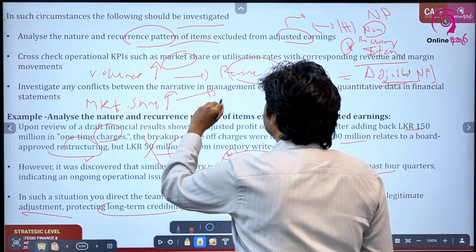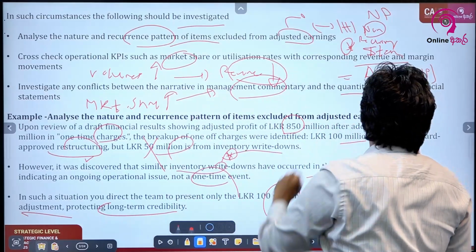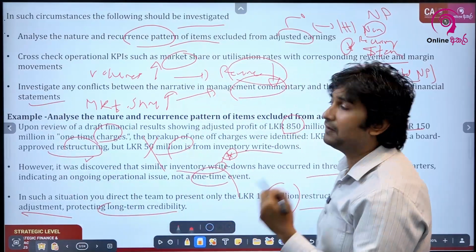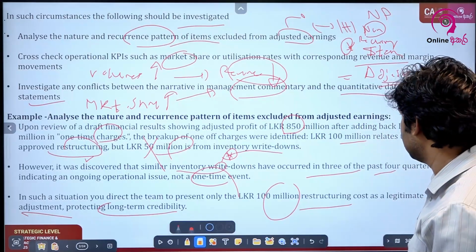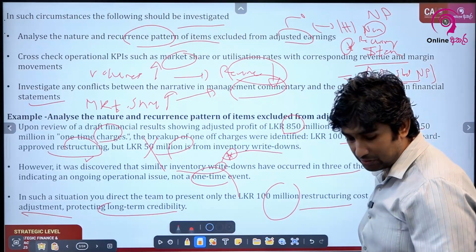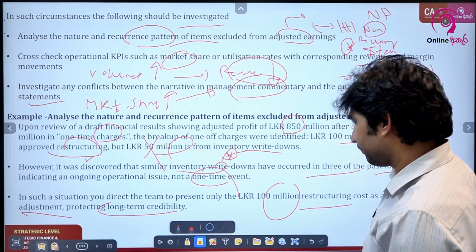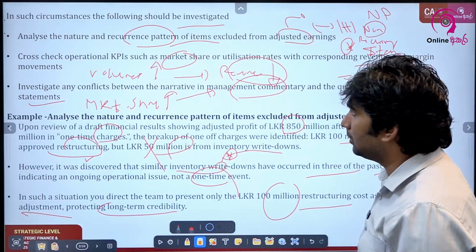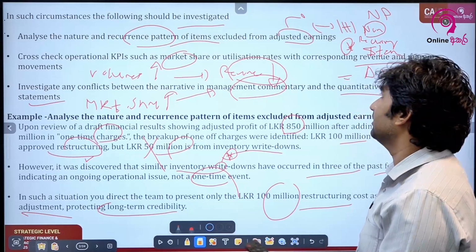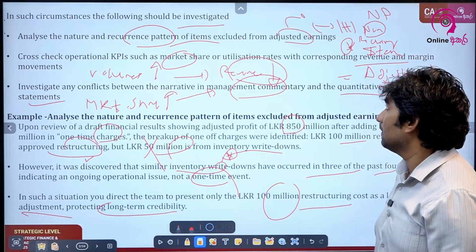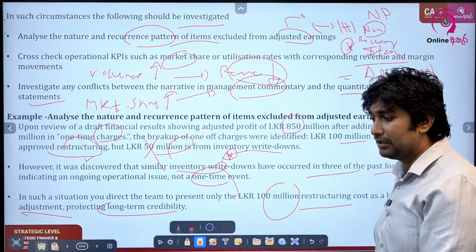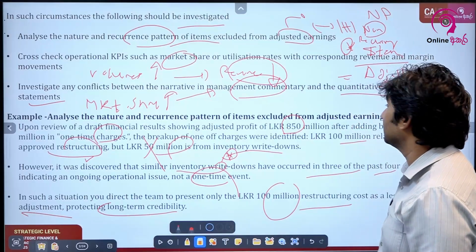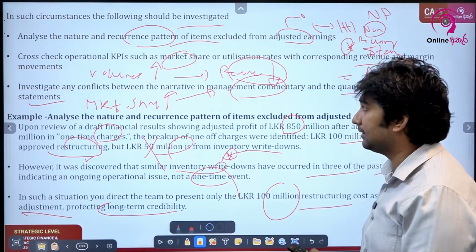Investigate any conflicts between the narrative in the management commentary and the quantitative data in financial statement. You need to also see whether there is conflicting information mentioned in the management commentary versus what is disclosed in your actual financial statement. So you need to be very mindful of when you are showing adjusted net profit as a performance measure, because there could be recurring items which you disclose under non-recurring items, which is completely wrong.